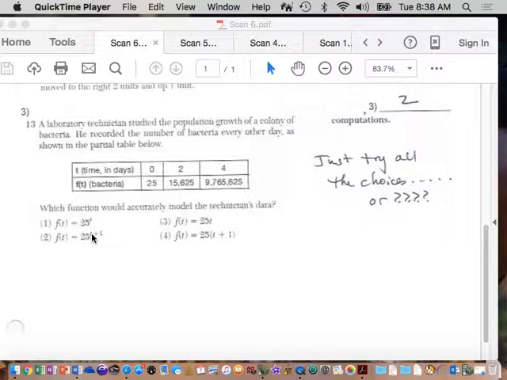What's 25 to the 1? 25. Let's try a 2. What's 2 plus 1? 3. If you do on your calculator 25 to the third, you'll find that answer. And you do that for each of them. Okay, great question. I'm sorry for fluffing over that.